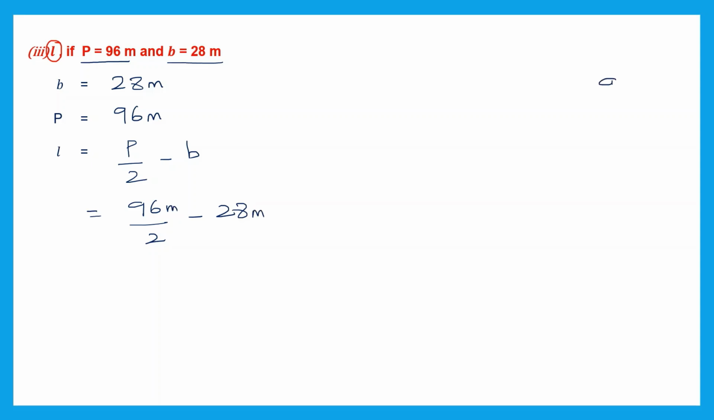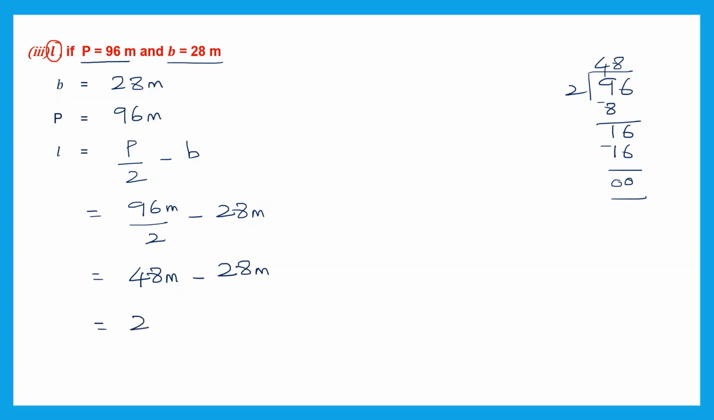Now let's divide 96 by 2. 2 4s are 8, minus, you bring down 1, you get 1 and bring down 6, 16. 2 8s are 16. So now what do we have? 48. So 96 by 2 is 48. 48 meters minus 28 meters. 48 minus 28 is 20. So this is 20 meters and we have found the length. So what is our answer? The length is 20 meters.